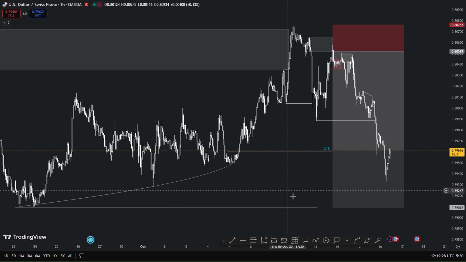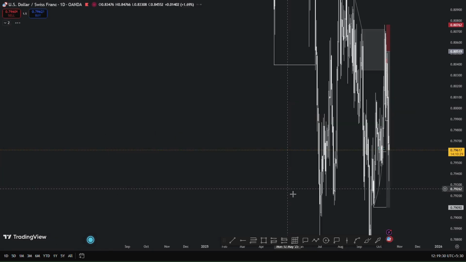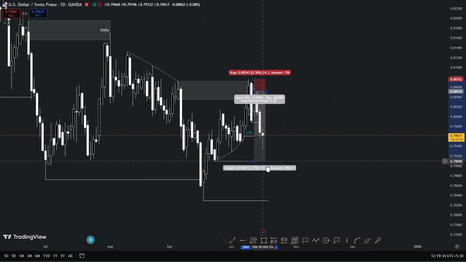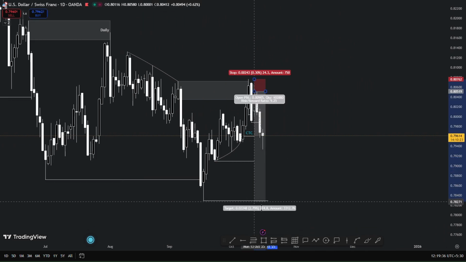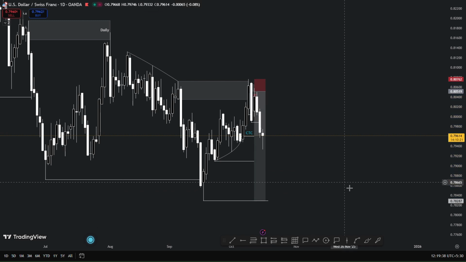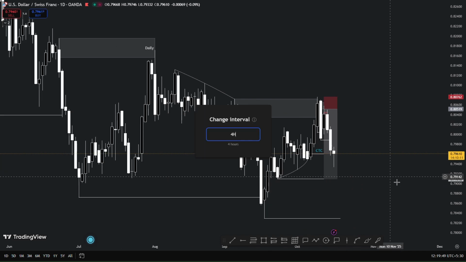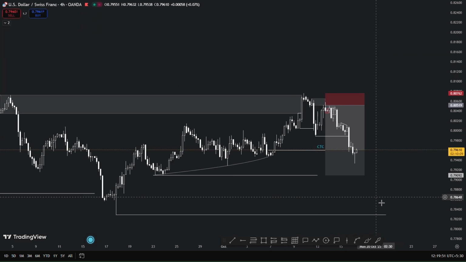Our original TP was this new break of structure, this one, but as I will already reach my take profit after this, that's why I moved my TP till here, and right now I am just waiting for it.